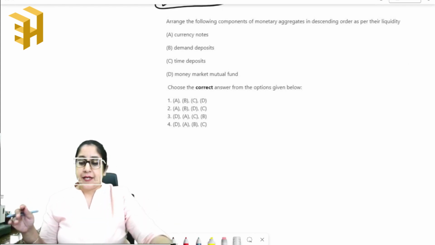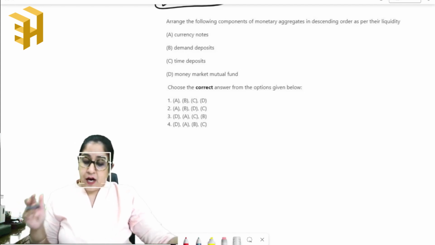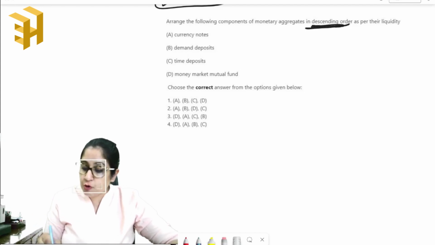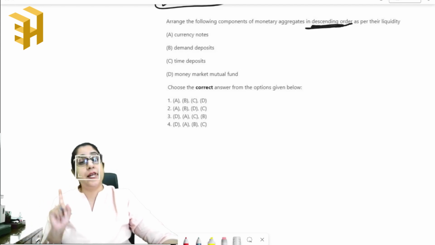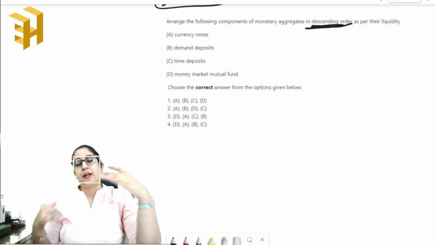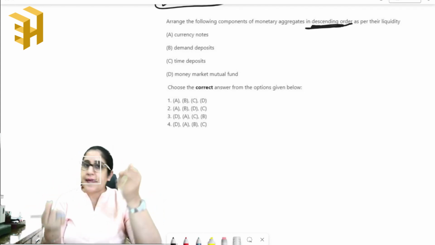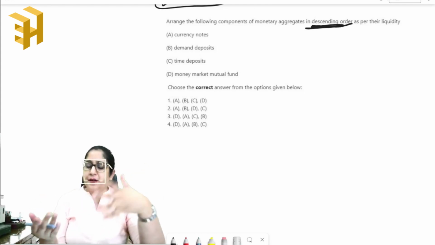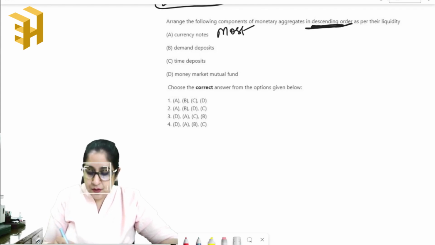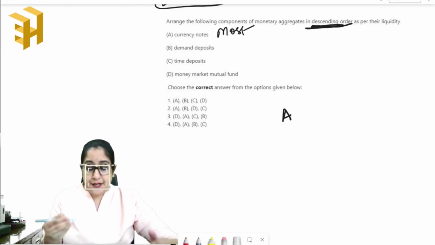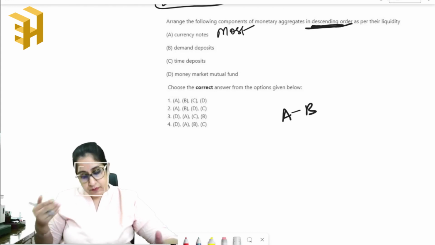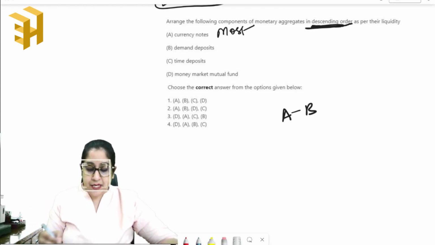Okay? Now, final question is that arrange the following components of monetary aggregates in descending order. Please note this, in descending order as per their liquidity, right? From the most liquid to the least liquid. Now the most liquid which we have is the cash in hand, right? That is the most liquid, right? So currency notes is the most liquid. Okay. Then demand deposits, lesser, right? Time deposits, even lesser, right? And money market mutual funds.